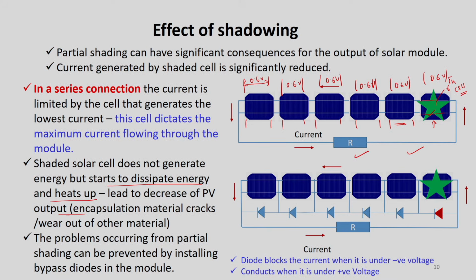These kinds of problems can be solved by installing some kind of diodes. These diodes are called bypass diodes. How does this bypass diode work? This diode blocks the current when it is under negative voltage, but conducts current when it is under positive voltage. Let us now draw the IV characteristics of this case.